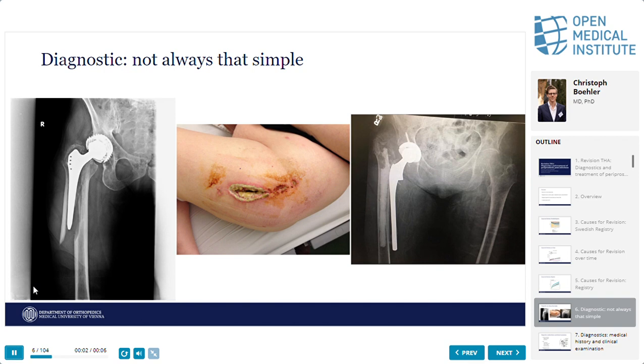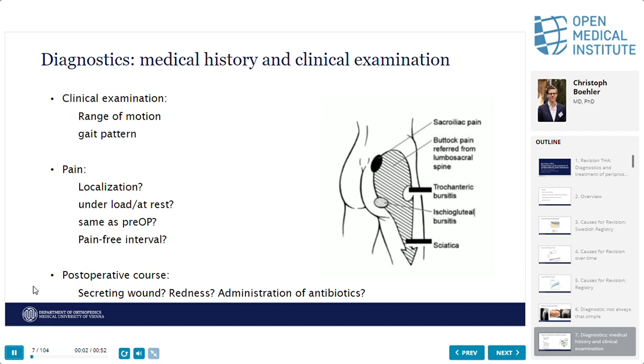The diagnostics aren't always that simple, like in these cases. This is why you have to have an algorithm prepared. First, like always, do a medical history and a clinical examination. You should look at the range of motion, gait pattern, and ask the patient to show with his finger where the pain is, because they often say the pain is in the hip, but it's in the back.